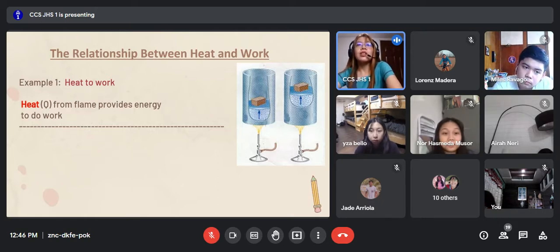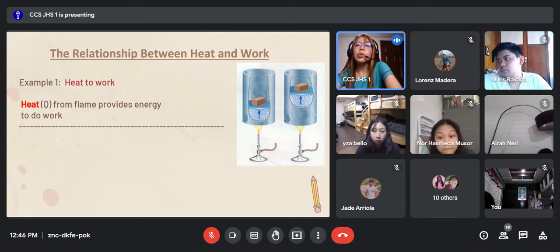That is what he discovered in his experiment. He found out that the increase in temperature of the water is directly proportional to the amount of work done by the paddle. So Joule performed the experiment and discovered that the relationship of temperature and work done is directly proportional.